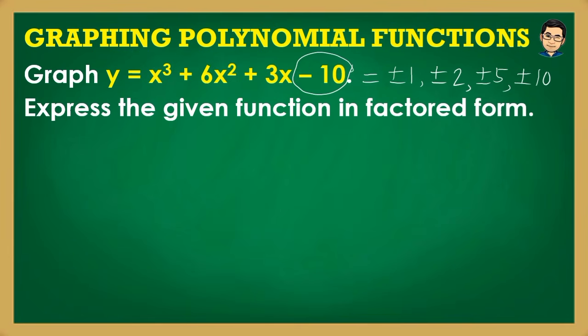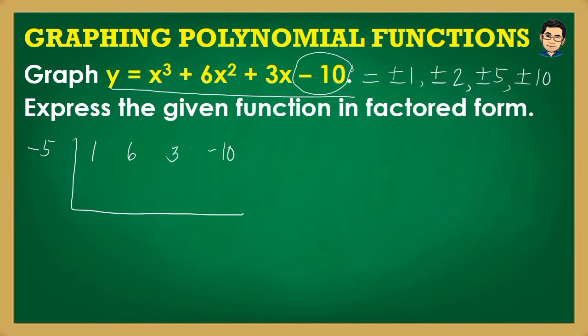So, ang gagawin lang po natin dito, using synthetic division, so, sulat lang natin yung negative 5. And then, ilista natin yung mga coefficients ng given function natin. Ayan. So, yung x cubed, coefficient niya 1. And then yung 6x squared, 6. Yung 3x, 3. And then yung ating constant term, negative 10. Next, bring down 1. And then 1 times negative 5, that is negative 5.